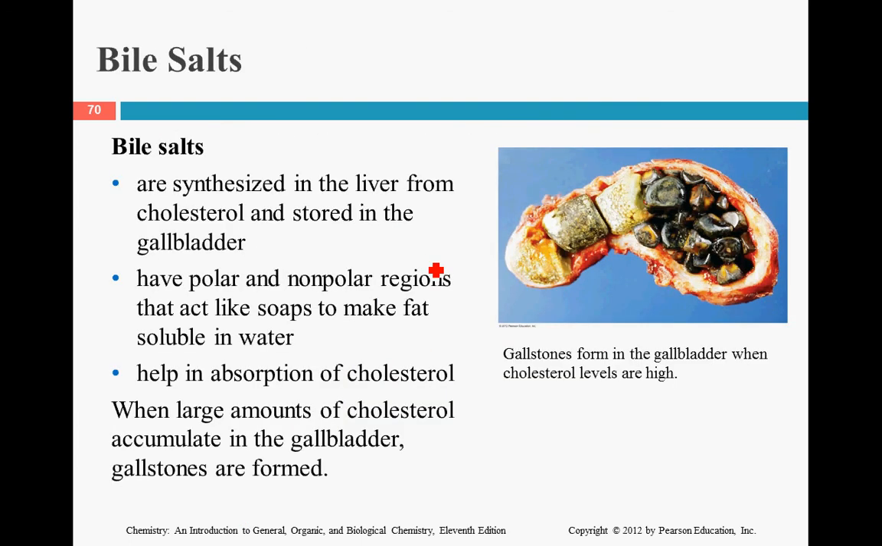Let's take a look at bile salts. This is another example of a steroid. These are made in the liver. And it's a way for our bodies to digest the fats. The cholesterol and the fat gets absorbed into the liver, and the liver starts to break it down with the bile salts. However, if you have too much cholesterol, then gallstones could build up inside your liver.